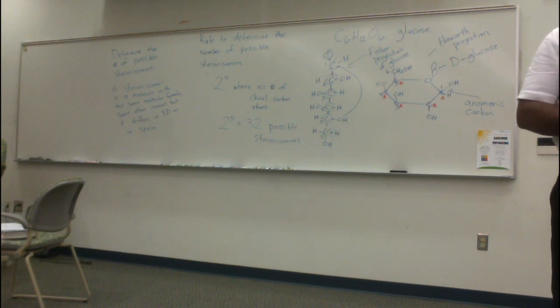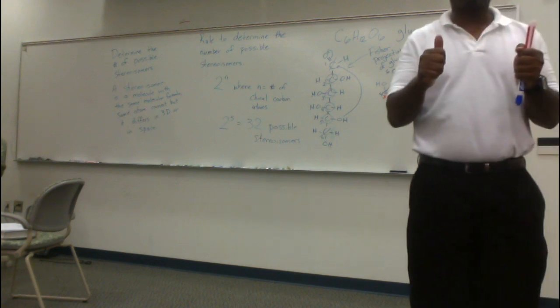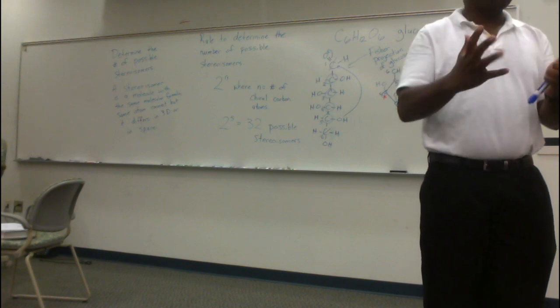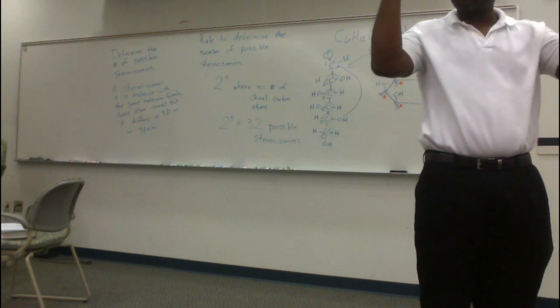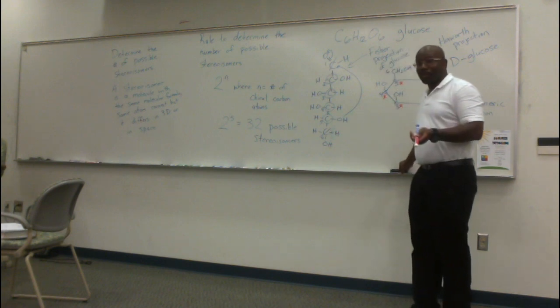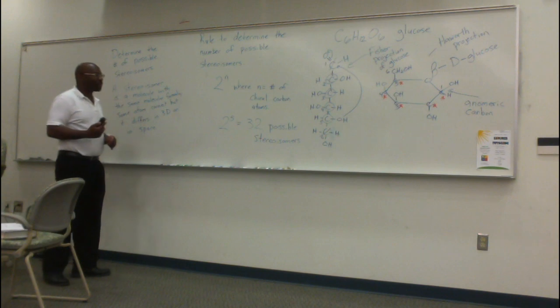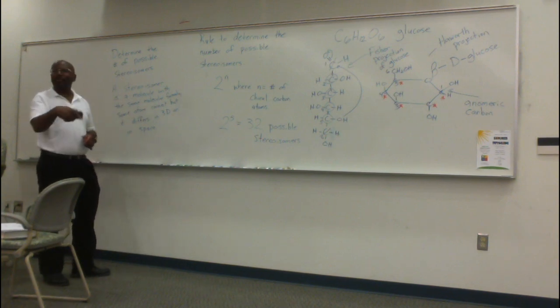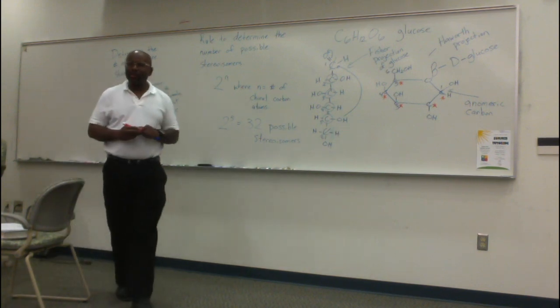Which gives you how many possible stereoisomers? 32 of them. And guess what we're going to do before this class is over? We're going to name all 32 RS configurations for glucose. Yay! Everybody seems all happy. We're going to do all 32, and we're going to do it with a pattern. But again, one of the reasons I'm talking about stereochemistry is for biology.